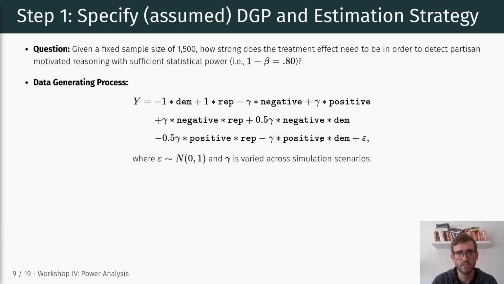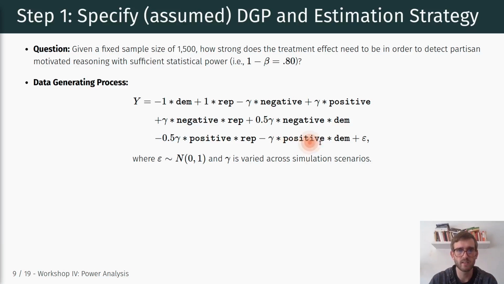Equivalently, down here, we have the same pattern for Democrats, right? Democrats who receive the positive treatment will not be affected. They disregard this positive information about the Trump administration's handling of the pandemic.